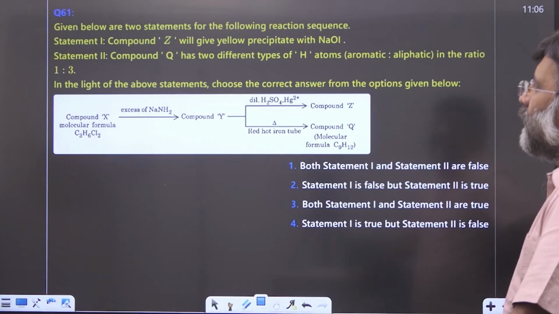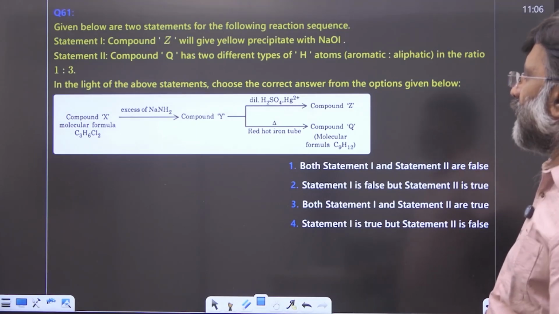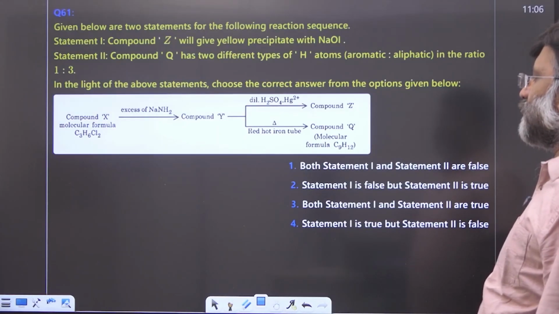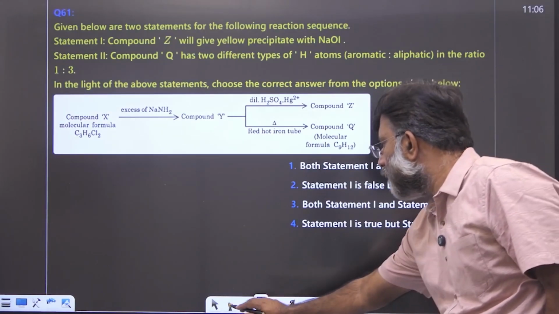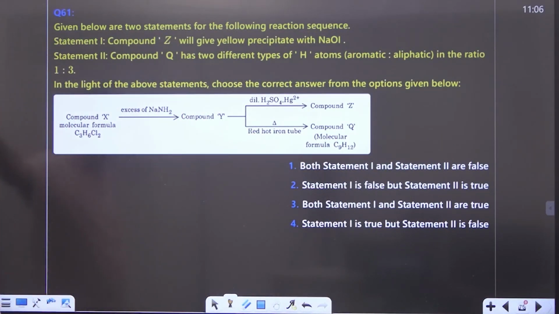61. Given below are two statements for the following reaction sequence. Statement 1, statement 2. Again, the correct, incorrect nature. First statement: the compound Z will give yellow precipitate with NaOI. Statement 2: compound Q has two different types of hydrogen atom, aliphatic and aromatic, in the ratio 1:3.